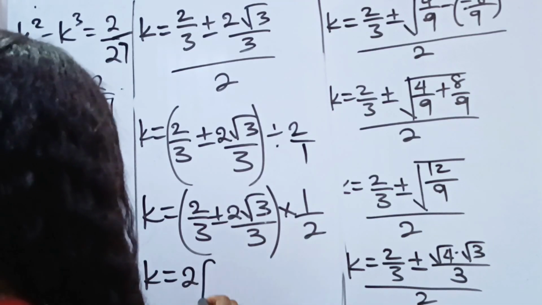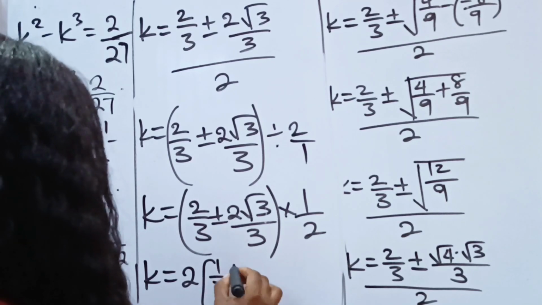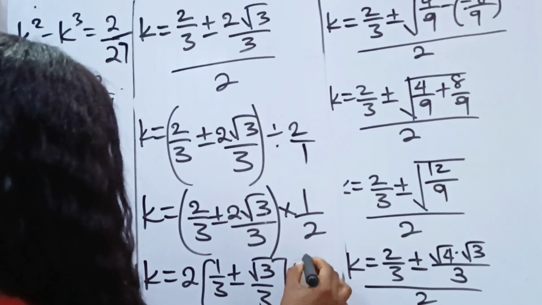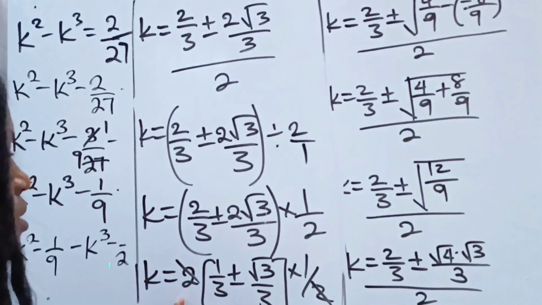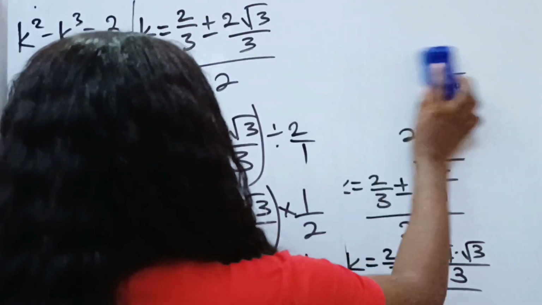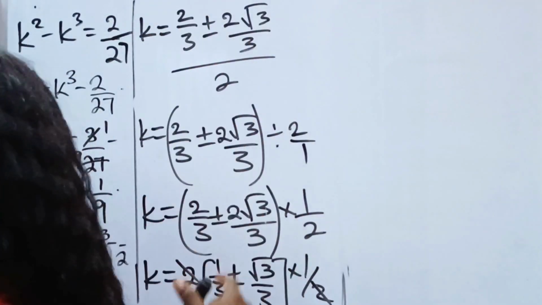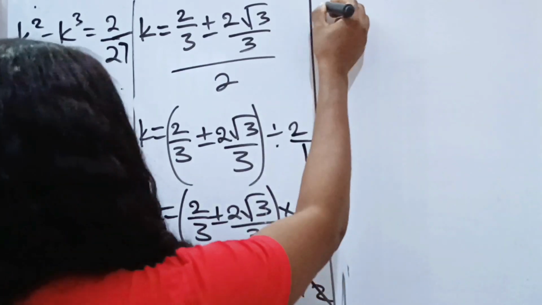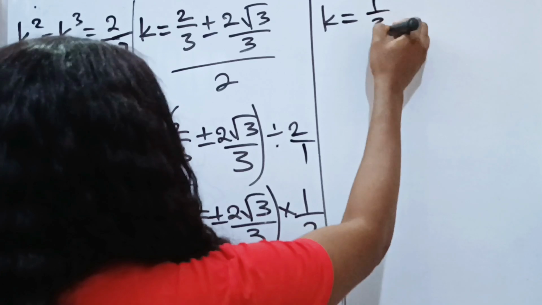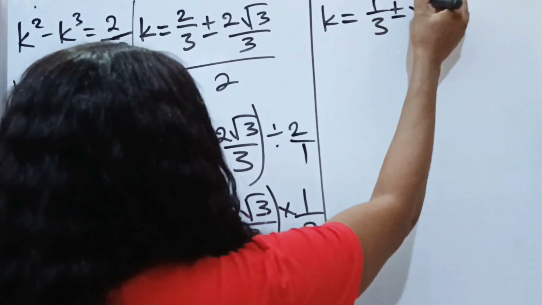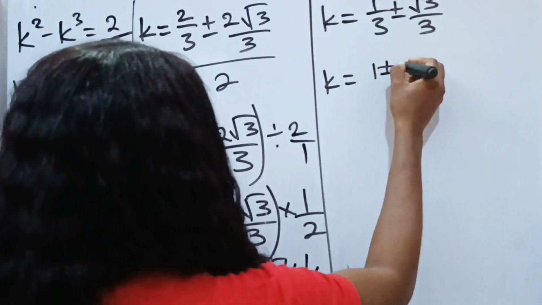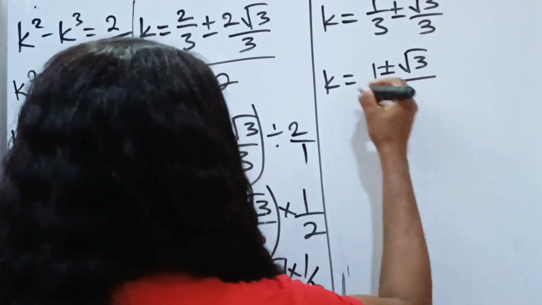let's bring out the 2. So what will remain here is 1 over 3 plus or minus, what will remain here is root 3 over 3, times 1 over 2. Now these two can cancel these two, and when that happens, we are left with the fact that our k is equal to 1 over 3 plus or minus the square root of 3 divided by 3, which is also the same thing as 1 plus or minus root 3, everything divided by 3.